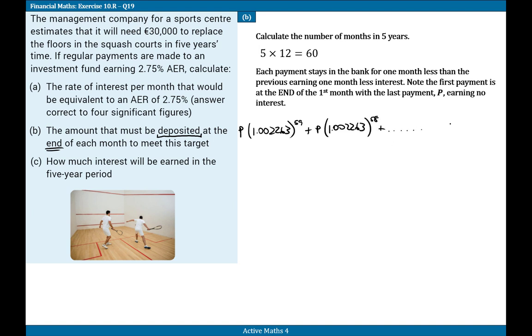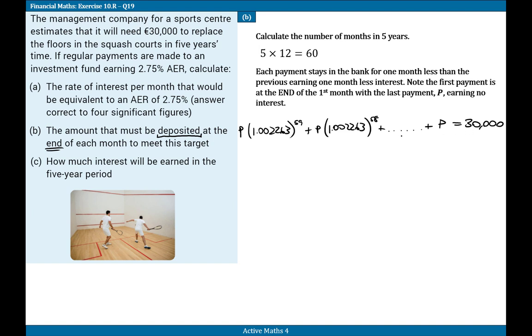And keep saving until the very last amount that's deposited, P, that doesn't get any months interest because we're depositing money at the end of the period of time, so at the end of the month. So at the end of the last month, the savings is up, and the sum of these amounts of money have to add up to 30,000.